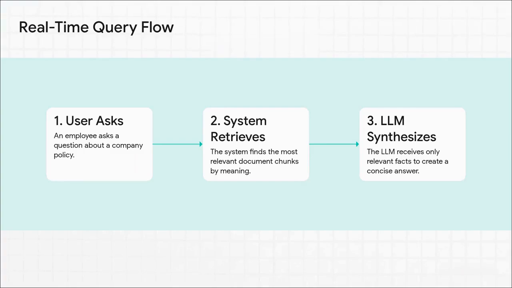It's another 3-step dance. First, the user asks their question. Second, the system creates an embedding for that question and uses it to instantly search the vector database. It finds the chunks of text from our policy documents that are most relevant by meaning. Then, and this is the most important part, it hands only those relevant facts plus the original question to the LLM to put together a final, clear answer.